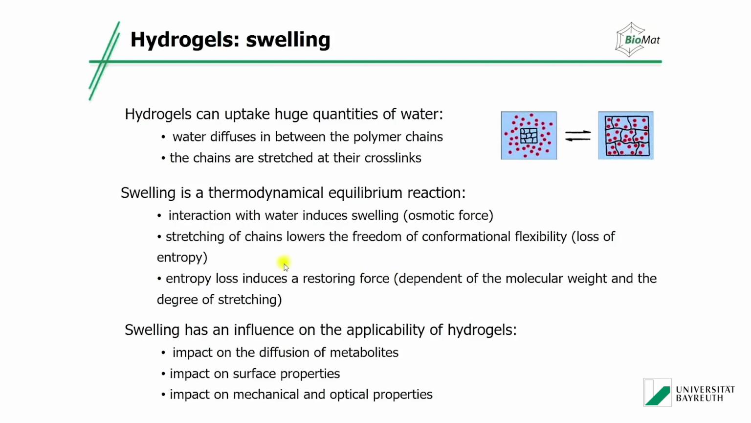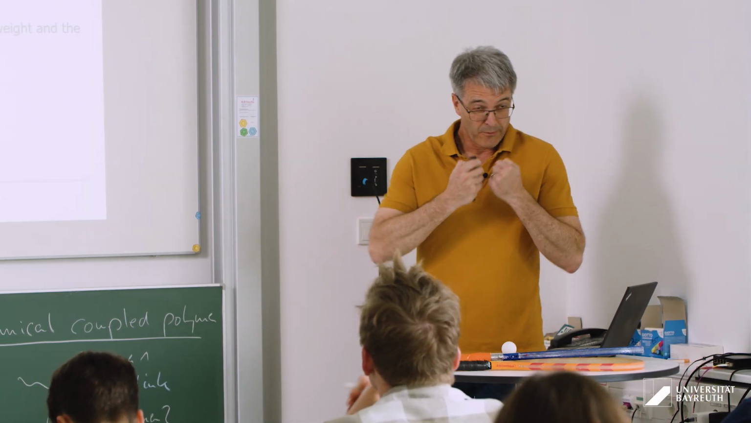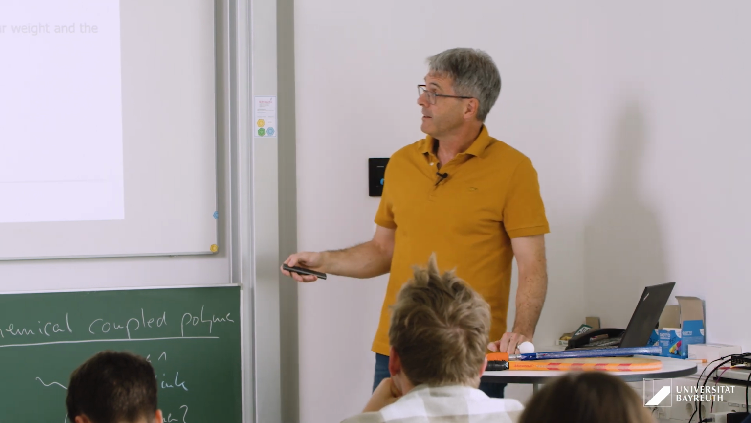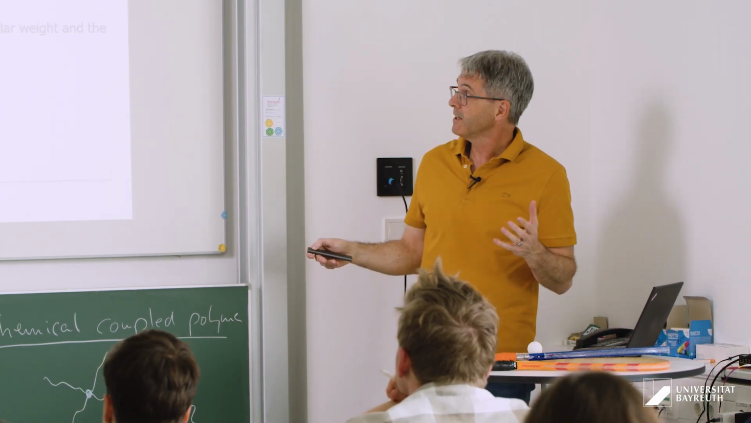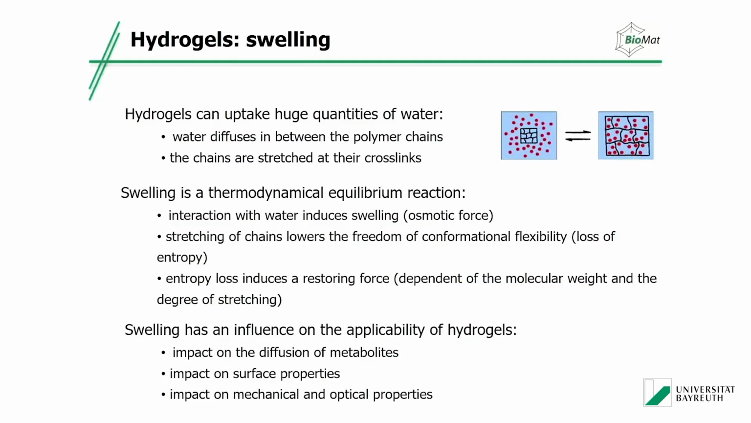So we have a stretching until the points of crosslinks are reached, either the chemical points of crosslinking or the physical points of crosslinking. And this swelling behavior is sort of a thermodynamically driven equilibrium reaction, right? So the interaction between the water and the polymer induces the swelling. So this is some osmotic force that actually is applied to the polymer, and the stretching of the chains lowers the freedom of conformational flexibility. So you lose entropy. And the entropy loss induces then a restoring force.